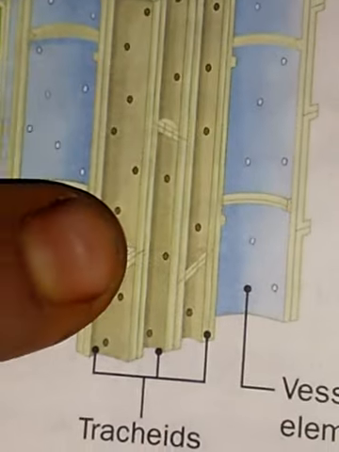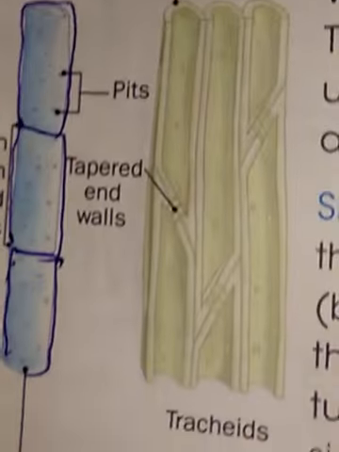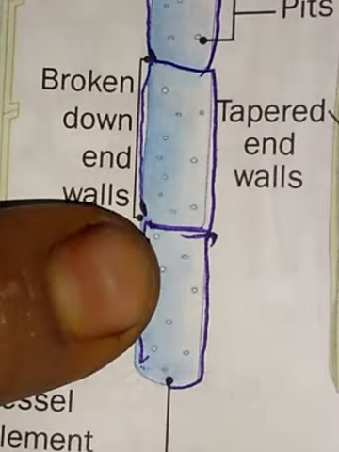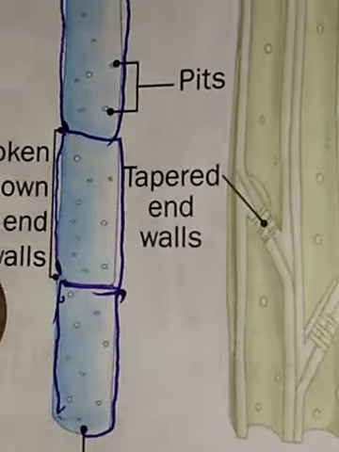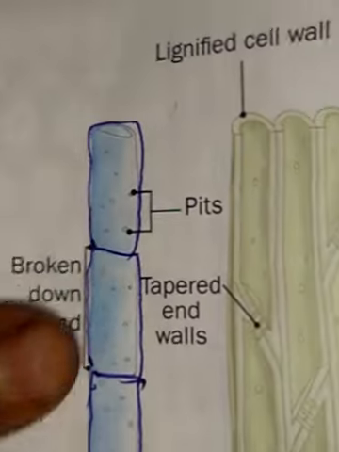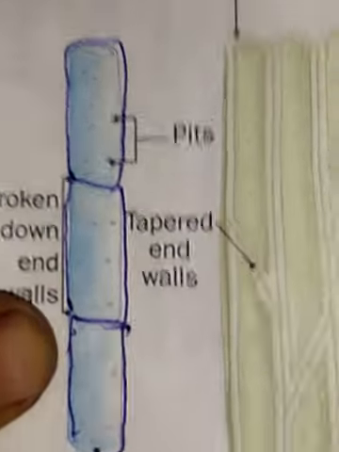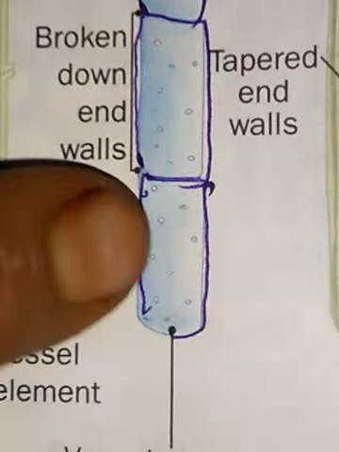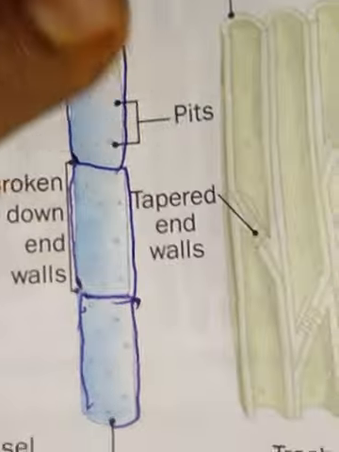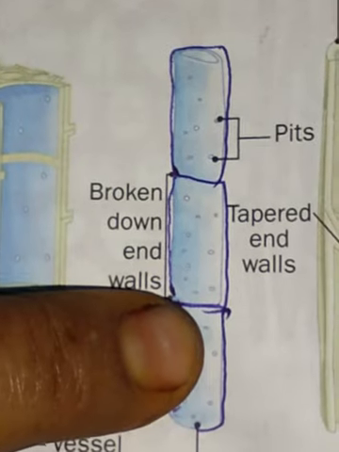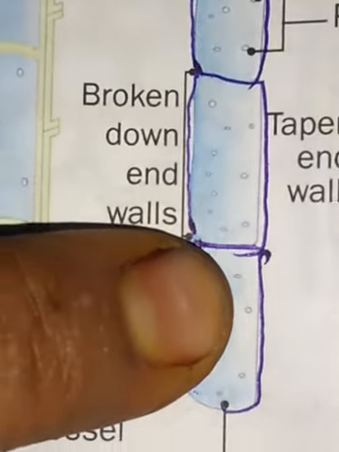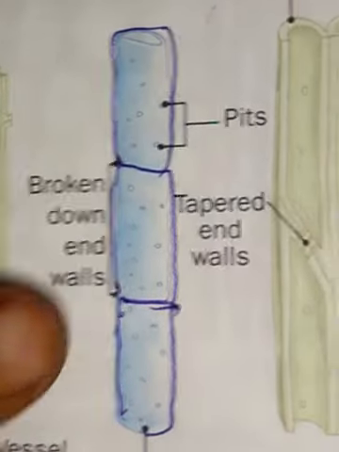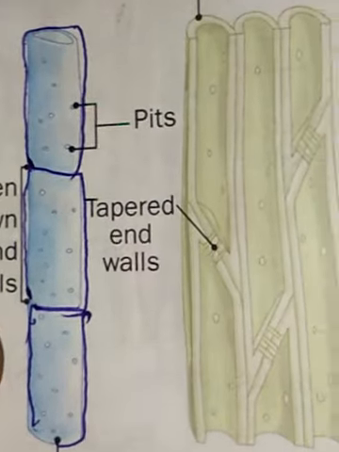In tracheids, there is no break. In the vessels, the end walls are broken down. See the picture clearly. This is the vessel, the end of the cell. The outer layer is called the cell wall. This is the end point of the cell wall, and the end of the cell wall is broken.